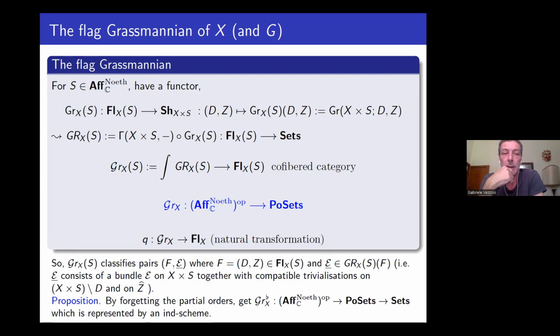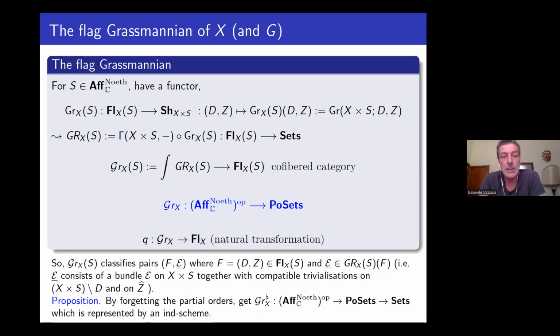And then you take the Grothendieck construction of this. So you get a functor from affine Noetherian over C to posets, and you also get an obvious natural transformation Q from this gr of x to flag of x. So in more concrete terms, the curly Grassmannian of x, the flag Grassmannian of x evaluated on S, classifies pairs F and E, where F is a flag on x times S, and E is a global section of the Grassmannian at the flags F.